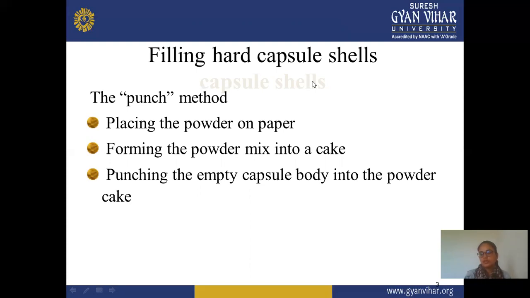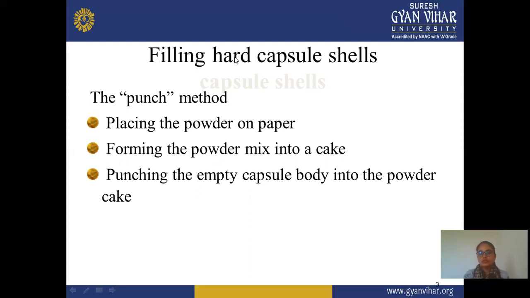In the previous lecture, we covered that the hard gelatin capsule shell has a cylindrical shape and has two parts. One is the cap and the second is the body, and the cap part fits onto the body part. We place the sample in the body part and then close the hard gelatin capsule shell.